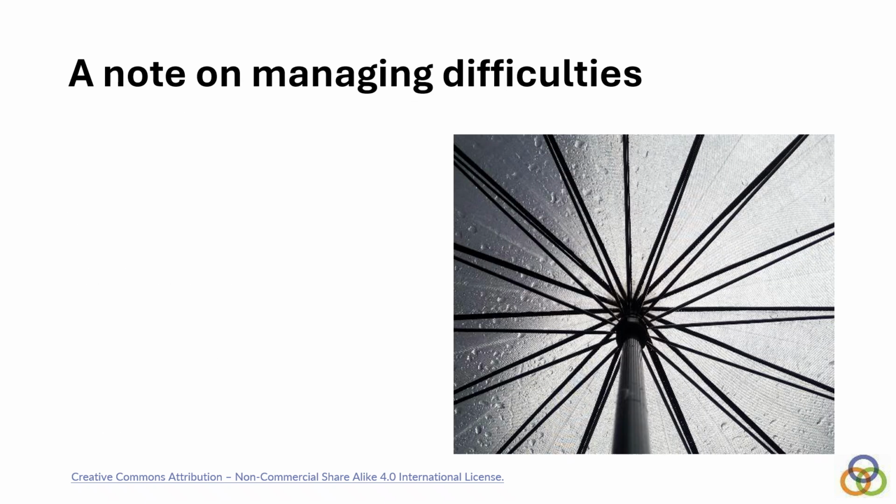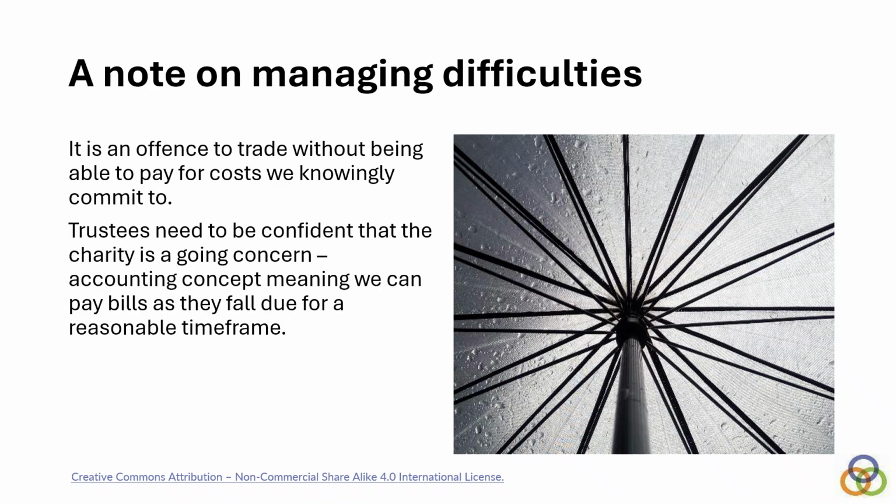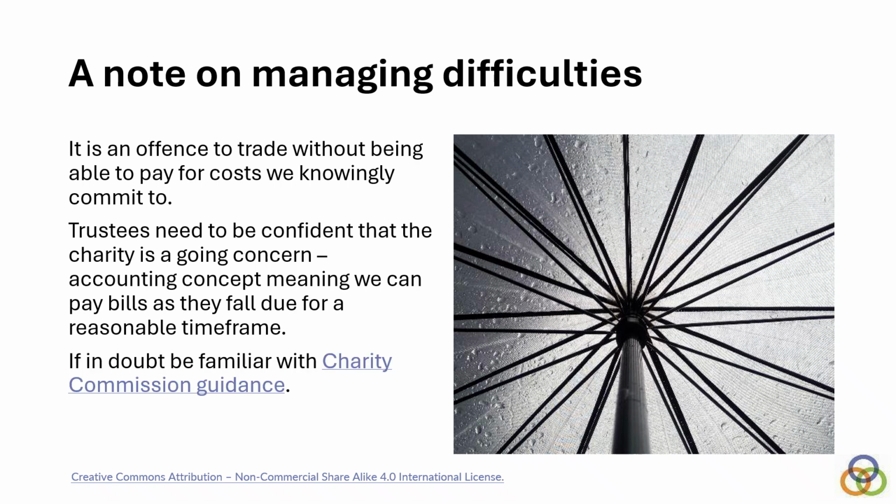Now, we're preparing for the worst, but we are planning for the best. So we've got to be risk aware and risk informed, and then manage it. And it would be remiss of me not to mention that when we are thinking about financial difficulties, it is an offence to trade without being able to pay for costs that we knowingly commit to. And so we need to be confident that we are a going concern. That is an accounting concept that means we can pay bills as they fall due for a reasonable time frame. And if you're in doubt at all about what to do in financial difficulty times, visit the Charity Commission guidance on financial difficulties, CC12.